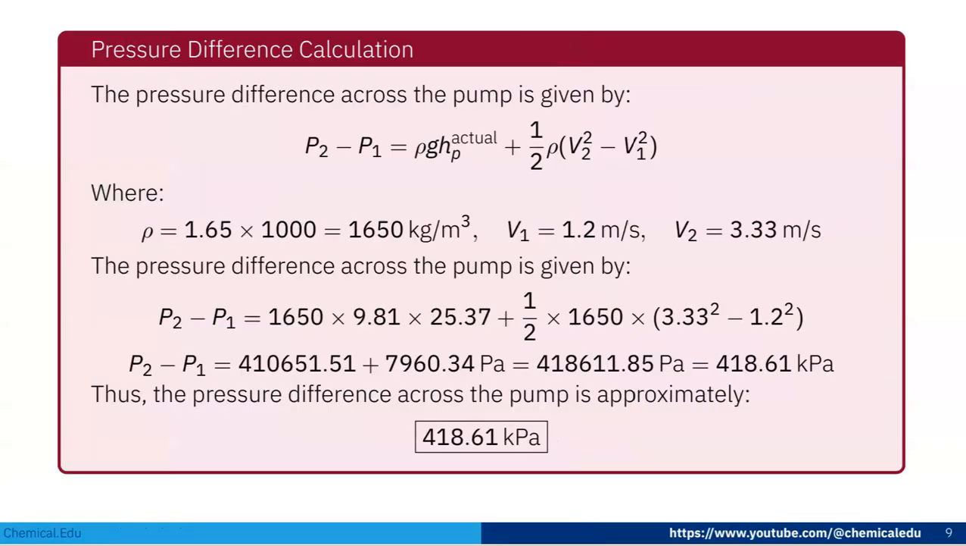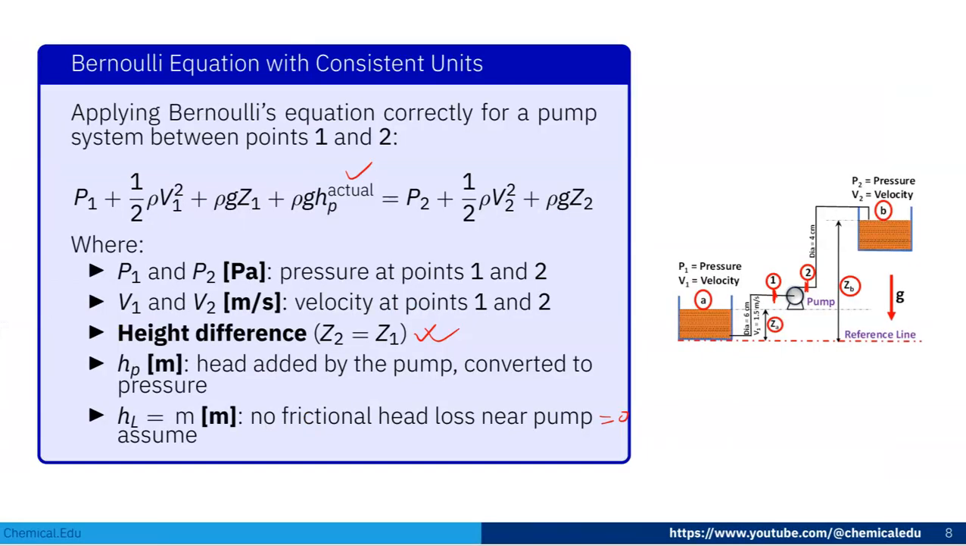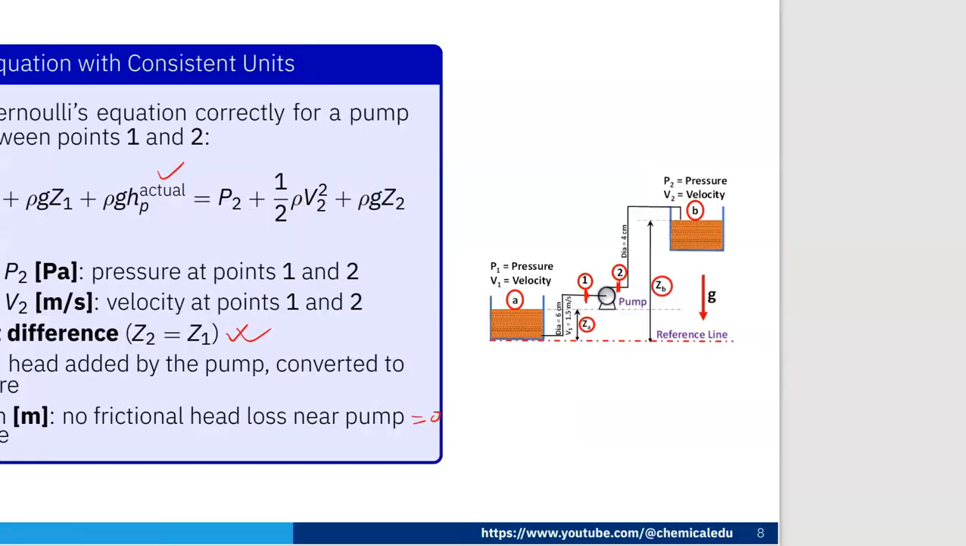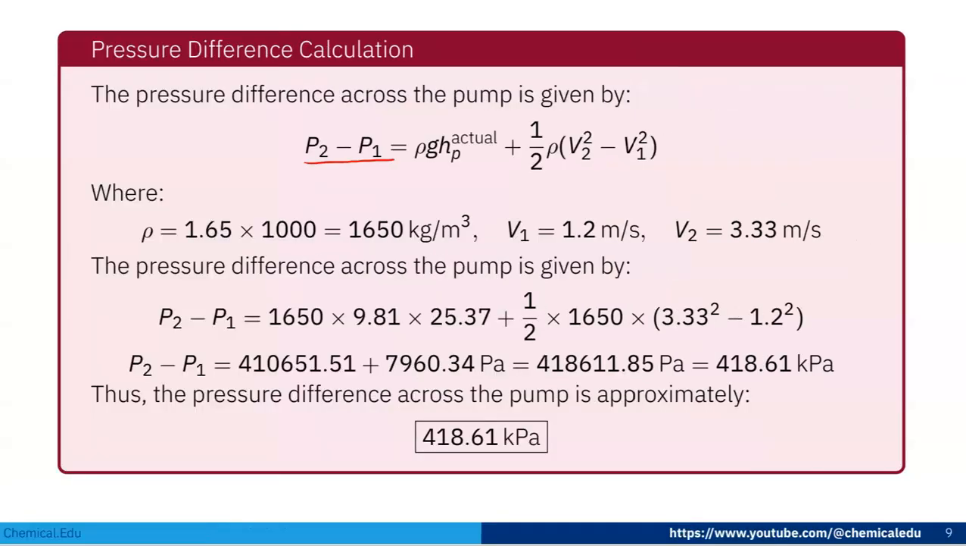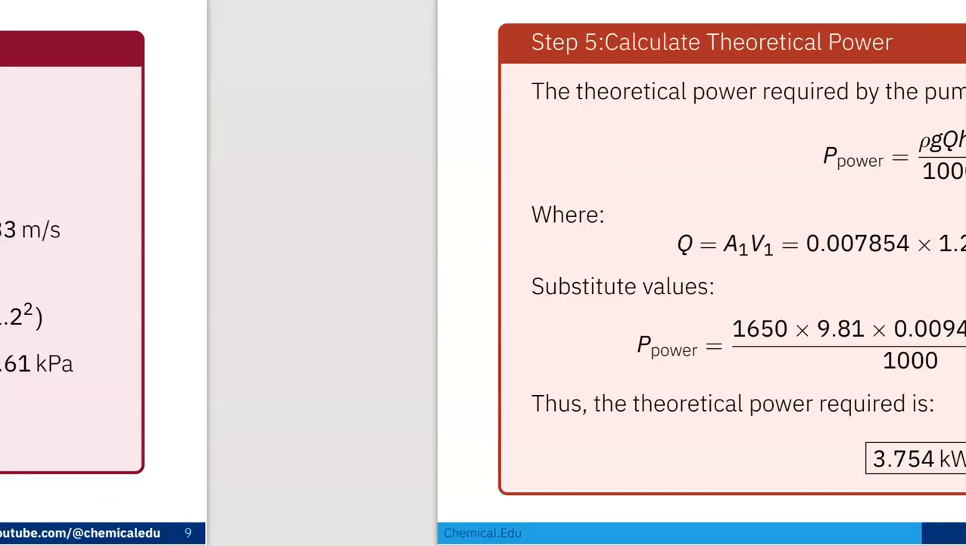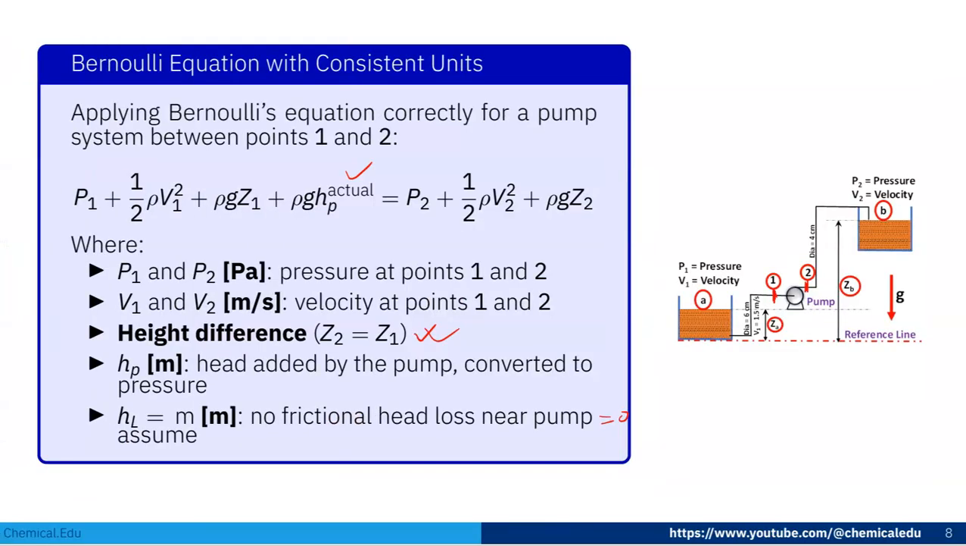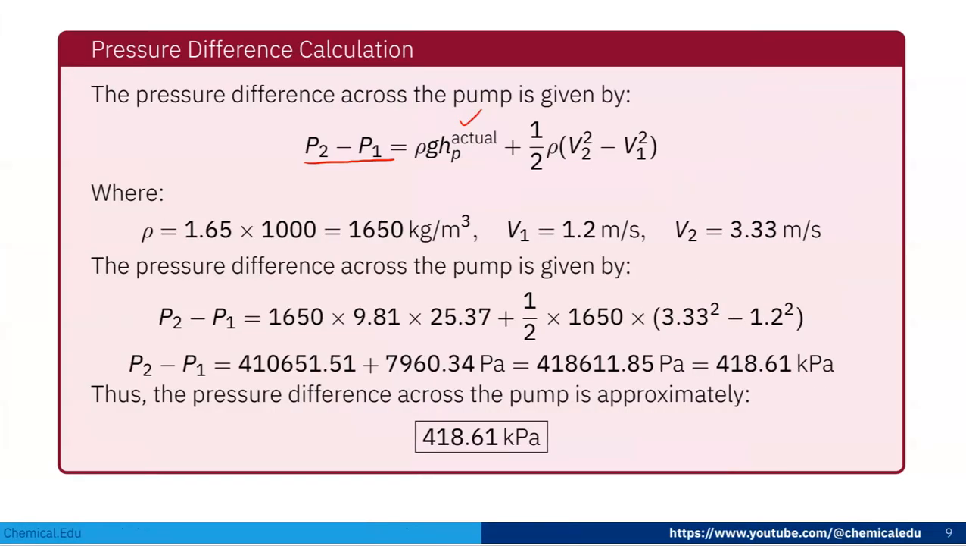So now if we reorganize, P2 minus P1 will be rho G HP actual, and Z1 is equal to Z2, so that cancels out. So P2 minus P1 is equal to rho G HP actual plus half rho times V2 square minus V1 square. So rho is 1.65 into 1000, so 1650 kg per meter cube. V1 is 1.2 meter per second, V2 is 3.33 meter per second.